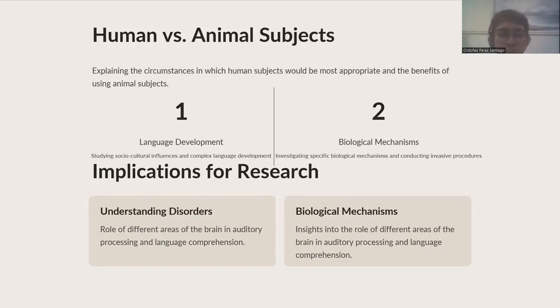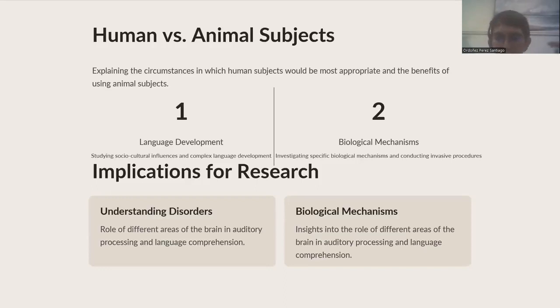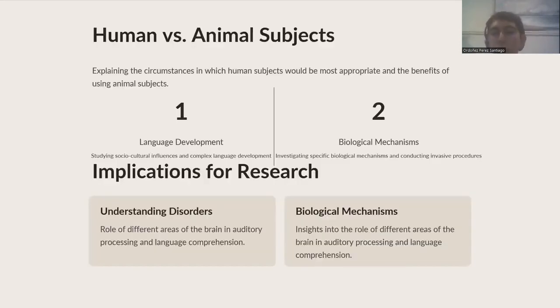in this. Some examples for these two articles: on the left side, going for human subjects, are understanding disorders and the role of different areas of the brain in auditory processing and language comprehension. So there was one implication for the article, actually both articles, but more focused on the macaques article. So we understand the disorders. And on the right side, it's biological mechanism. So, insight into the role of different areas of the brain, as I mentioned, in auditory processing and language comprehension. One of the insights can also be what we learned from the macaque experiment: that if we do it in the dorsal superior temporal gyrus lesions, we will not have a lot of hearing loss, right?